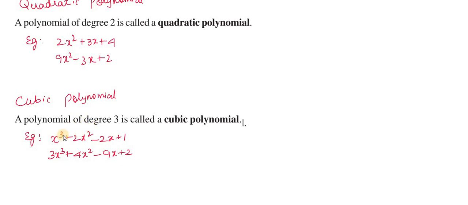So here in this example, x cube plus 2x square minus 2x plus 1, the highest degree is 3, so it is a cubic polynomial. And here also, 3x cube plus 4x square minus 9x plus 2. Here also the highest degree is 3, so it is called a cubic polynomial.